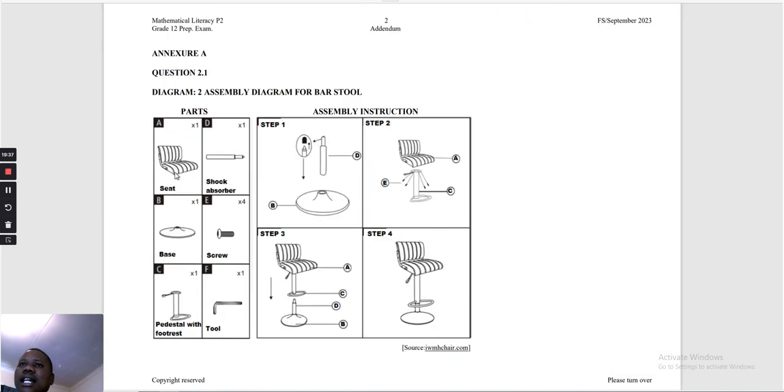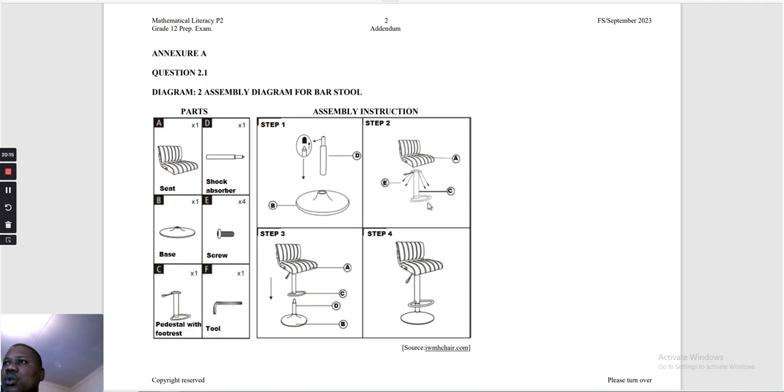We have the A there, we have the seat. B, we have the base. C, we have the pedestal with footrest. Then number D, we have the shock absorber. Number E, we have the screw multiplied by 4. Number F, we have the tool. A1 multiply by 1. Then we have the steps. You put B together with D. It means B and D is the first step. You put the base together with the shock absorber.